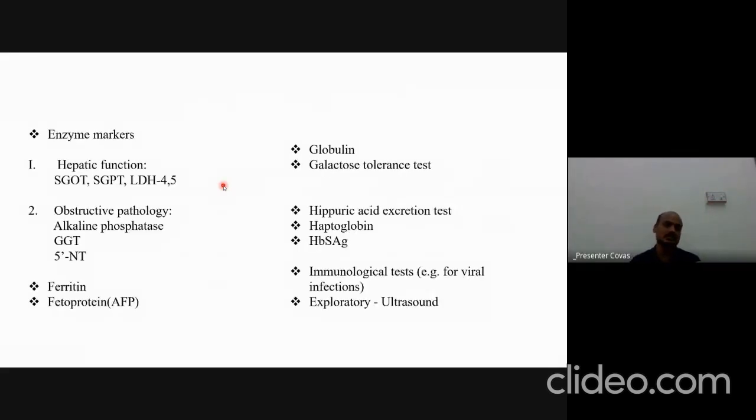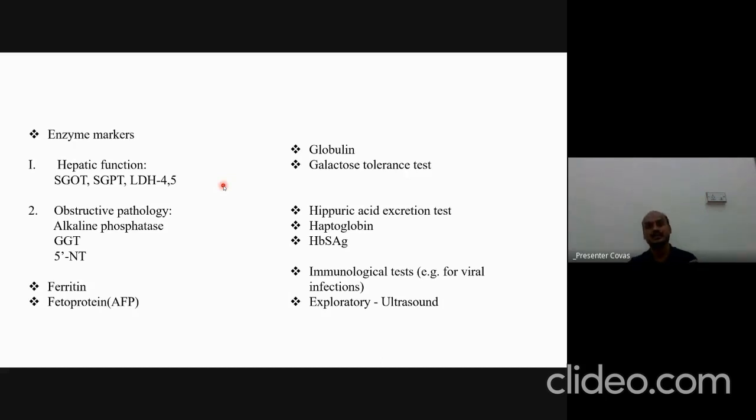The next enzyme markers are SGOT, SGPT, LDH 4 and 5. These are the enzymatic markers. Next is obstructive pathology: alkaline phosphatase, gamma glutamyl transferase, 5' nucleotidase. Next are ferritin and alpha fetoprotein. Alpha fetoprotein is supposed to be higher in fetal development, but in adults also, if that level is higher, it indicates that some liver dysfunction is there.